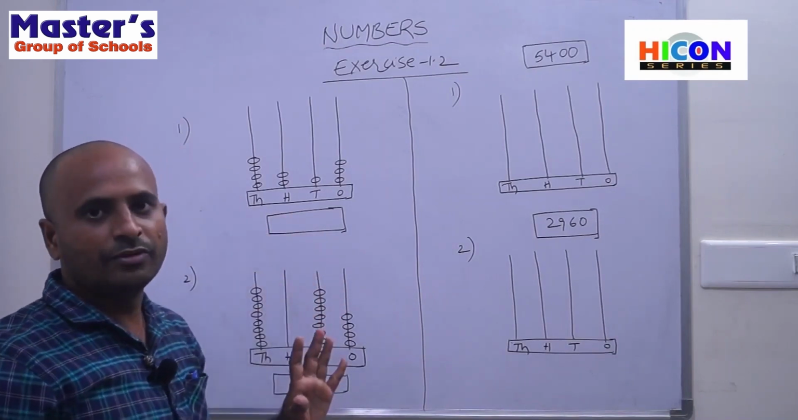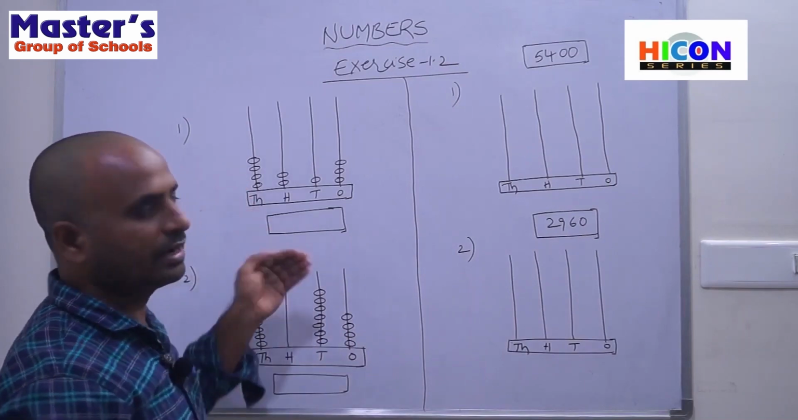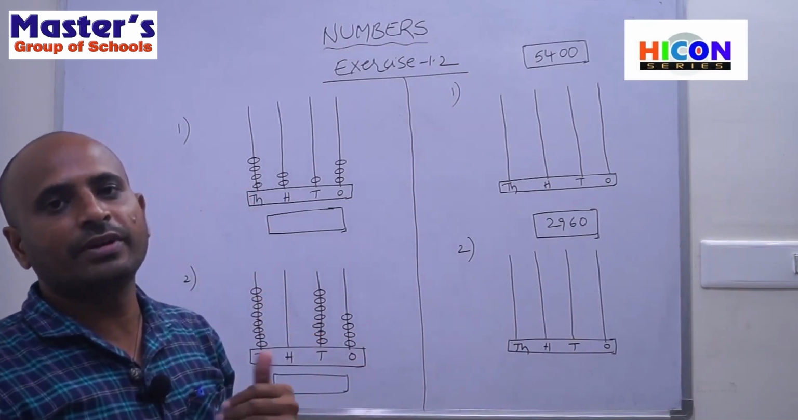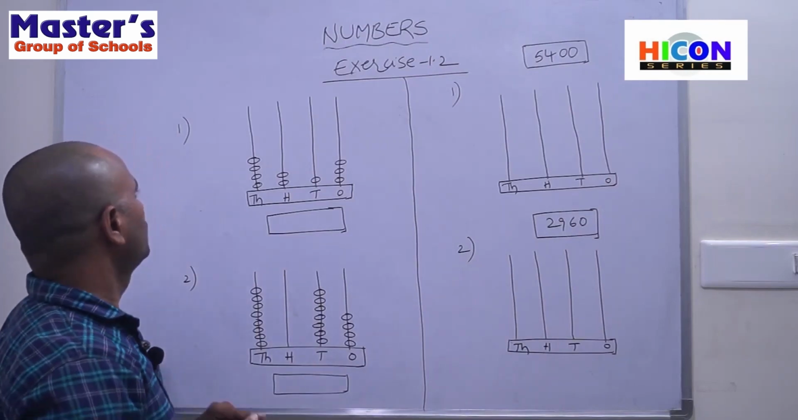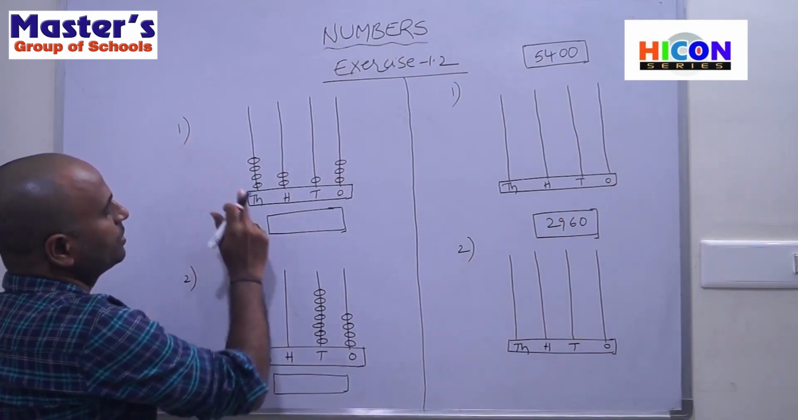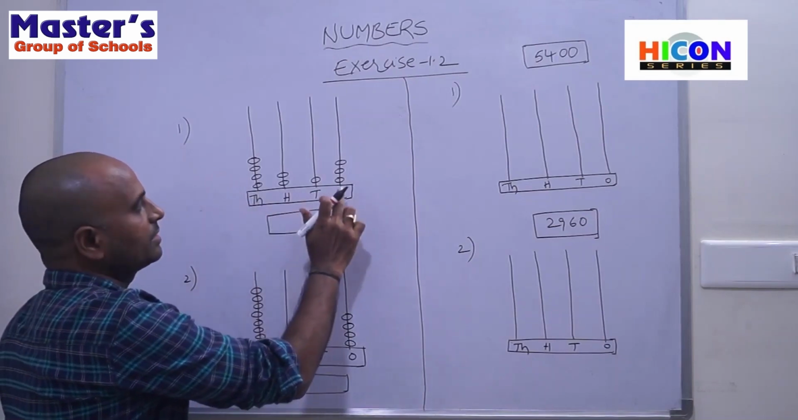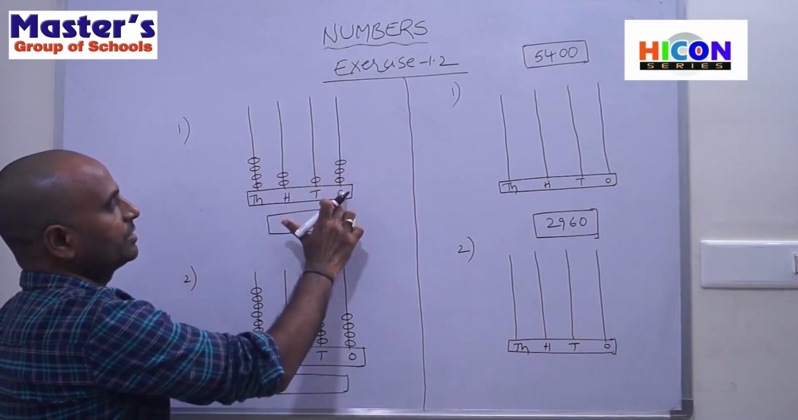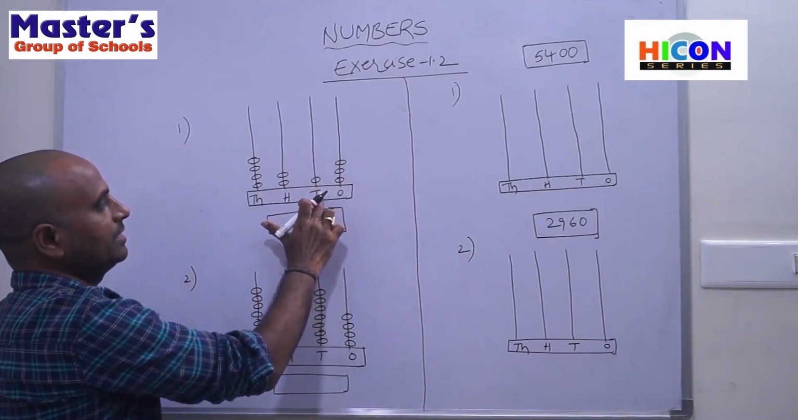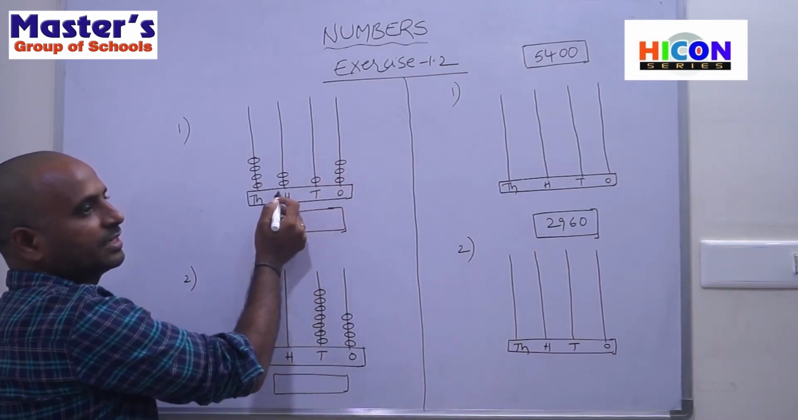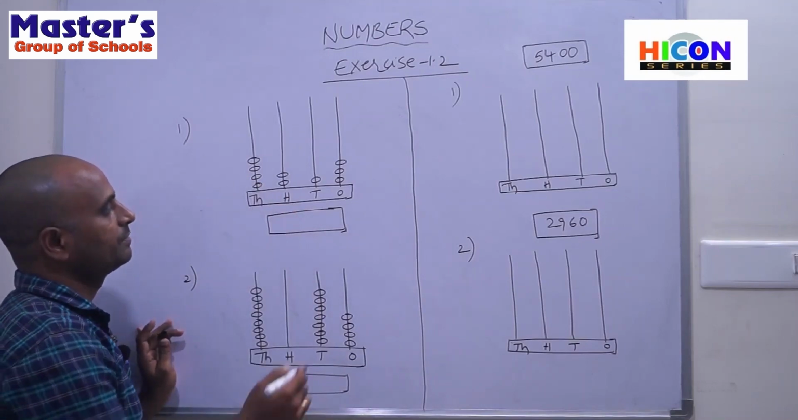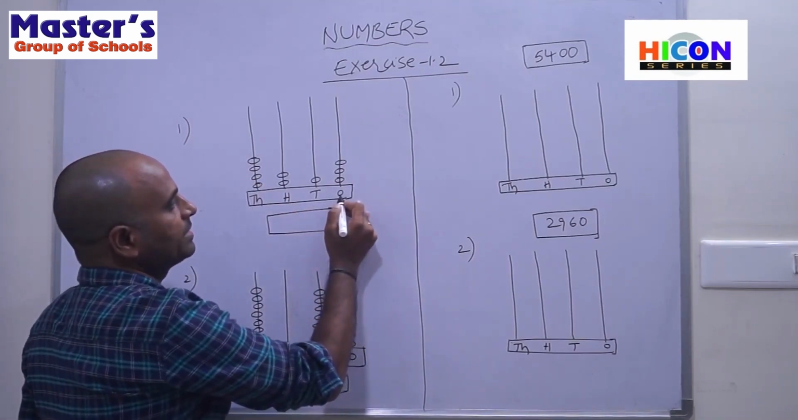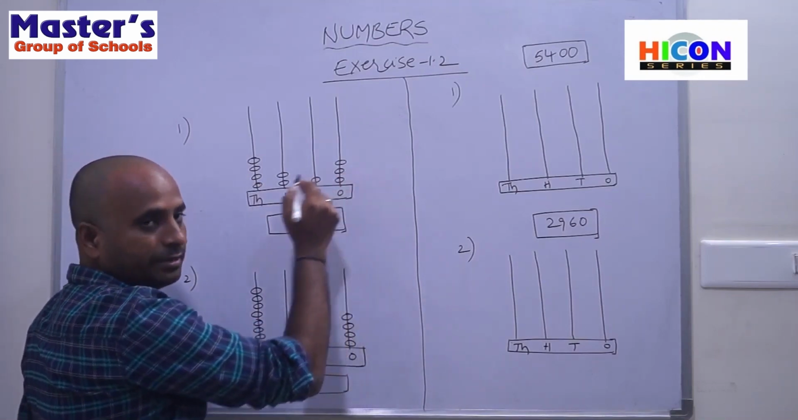So first we have to write the number from the given abacus, and also we have to write the number name for that number. So look at the board, the first problem. In this abacus there are 4 sticks. The first stick is ones place, the second stick represents tens place, the third stick represents hundreds place, and the fourth stick represents thousands place. And the ones place stick contains 3 beads.